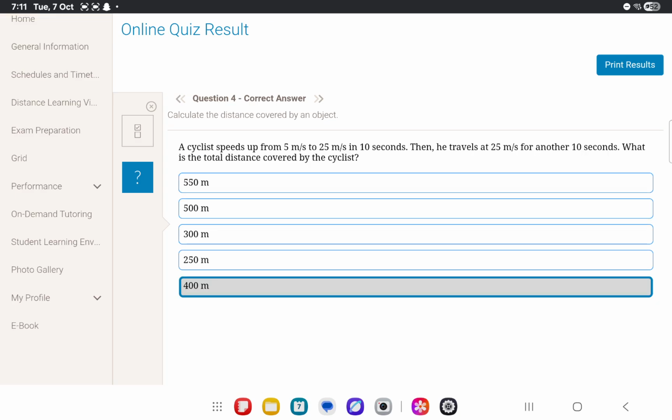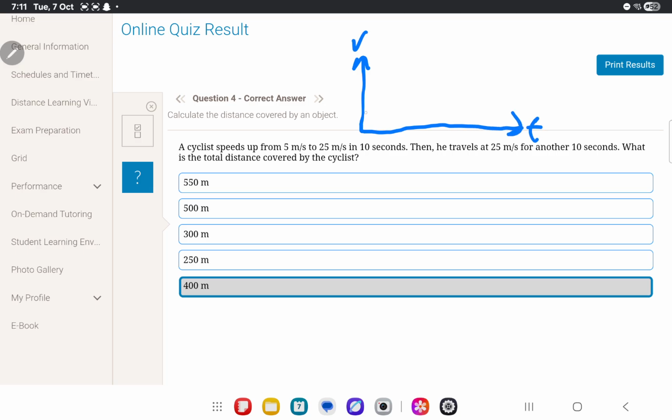Now for question 4, we have a cyclist who speeds up from 5 meters per second to 25 meters per second in 10 seconds. Then he travels at 25 meters per second for another 10 seconds. What is the total distance? This is a lot of mumbo jumbo that I can summarize in a graph, right? So let me take a VT graph.